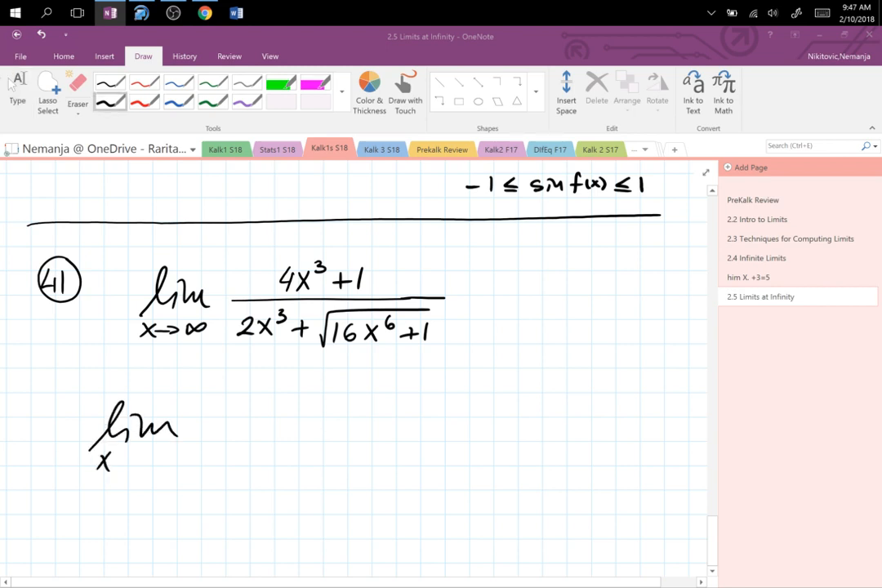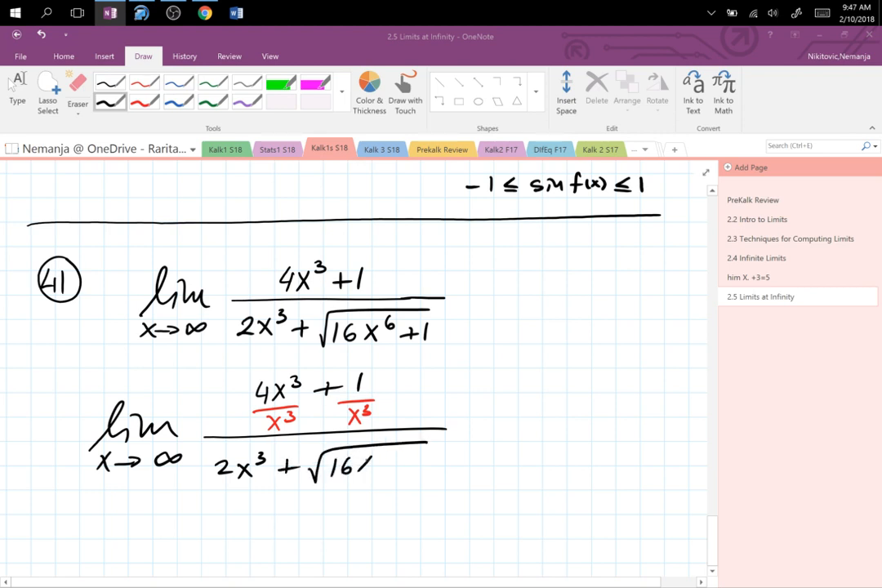You have to leave a lot of space here because it's division. So we have 4x cubed plus 1, and I'm going to divide by x cubed in red. Then I'm going to jump here, say 2x cubed plus square root of 16x to the 6 plus 1. And then over here I am dividing by x cubed. And why am I dividing over here by x to the 6? I don't know. I'm just messing up.